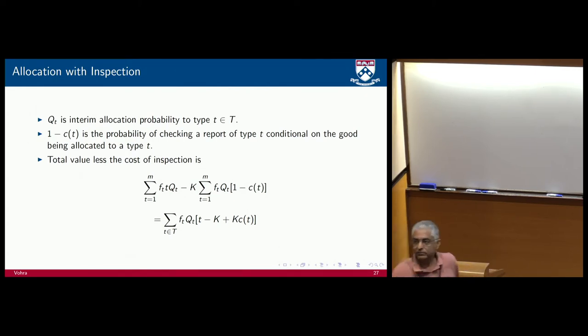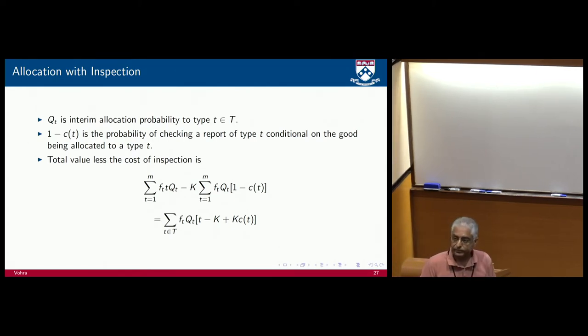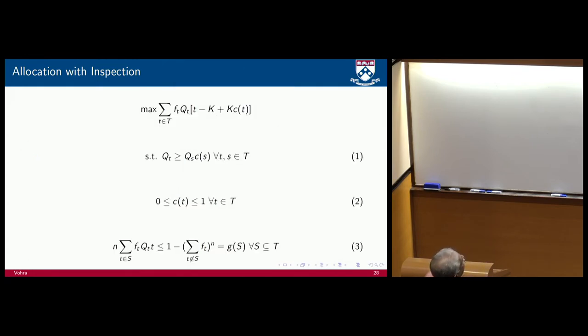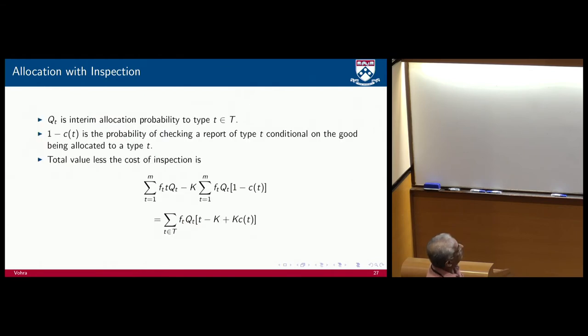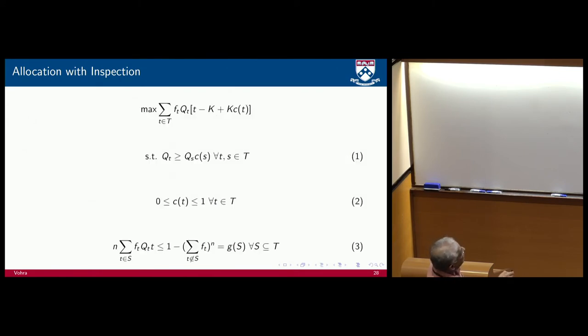Everyone agreed with that? Okay. So I want to maximize this. So notice, I rewrote this as this. I want to maximize this. Here's my incentive constraint. So let's see what it says.